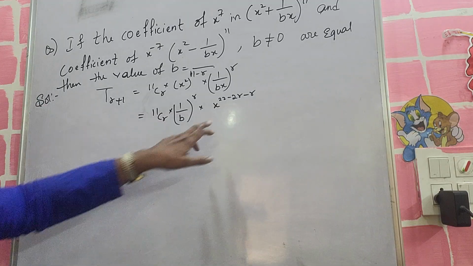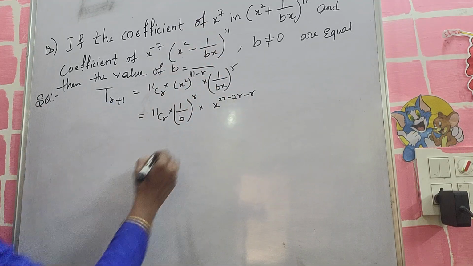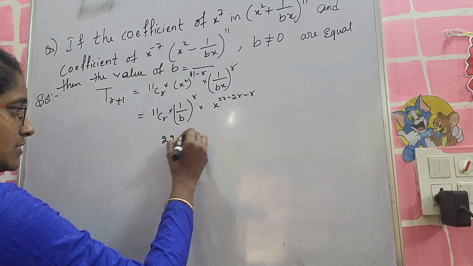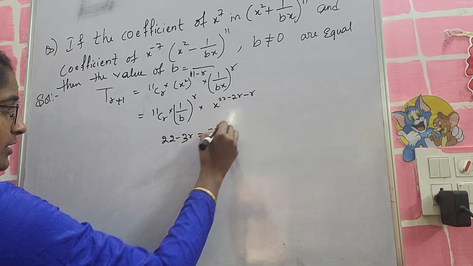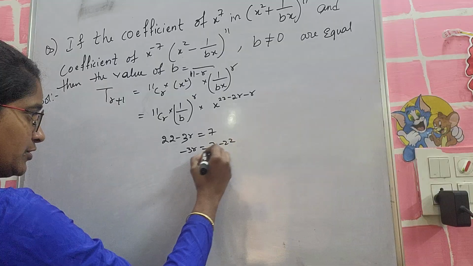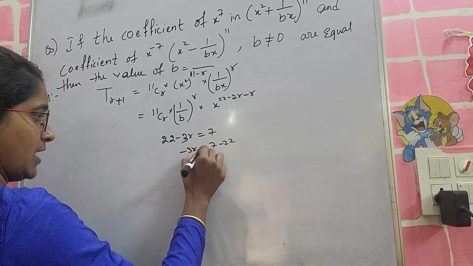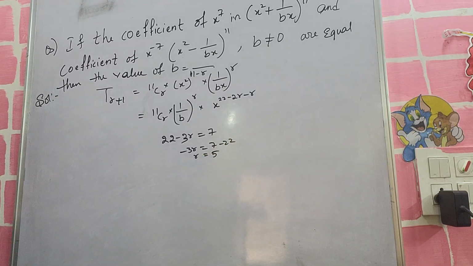So this I'm going to equate with 7 so that I can find the value of r. So 22 minus 2r minus r is what? Minus 3r is equal to 7. So minus 3r, 7 minus 22 is how much? It's minus 15, and the minus signs get cancelled. 3 fives are 15, so r is equal to 5. R equals 5, you got it.